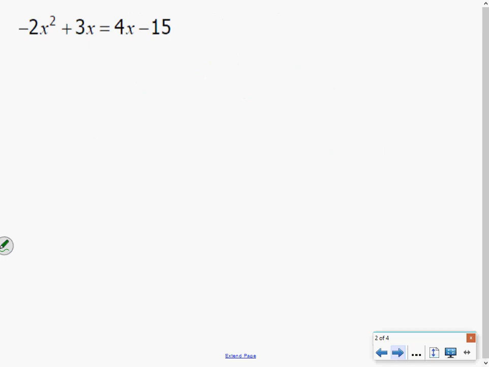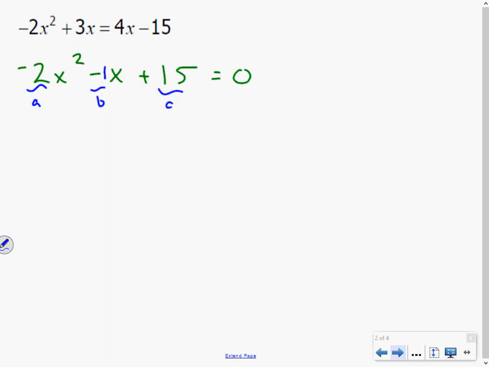We need to move everything to one side. Make sure it's set equal to 0. And then we can identify our A, B, and C values. So -2 will be A, -1 will be B, and then C will be the positive 15 here. So we're going to substitute those into our quadratic formula now.